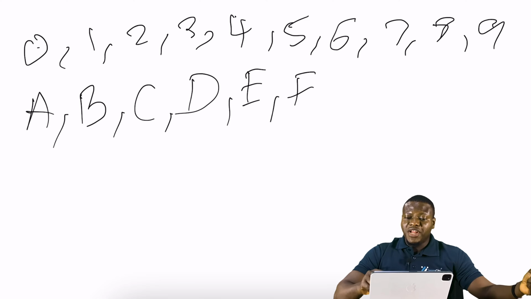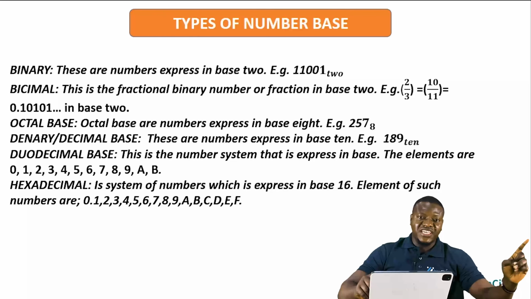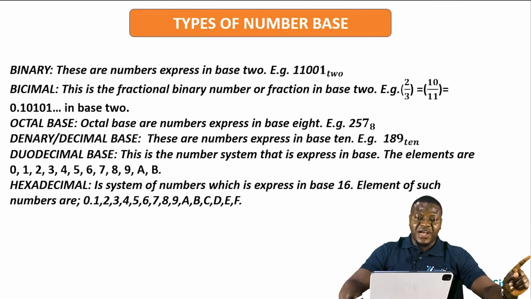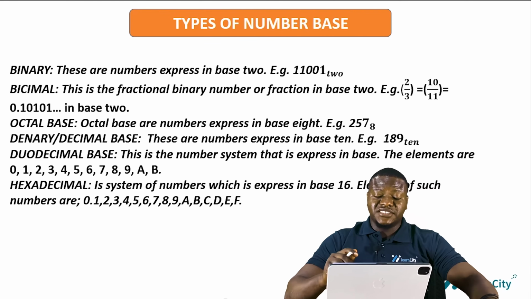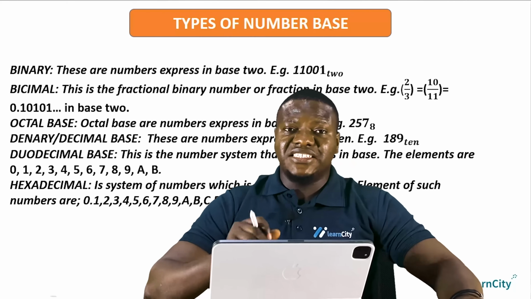So the maximum number there is 15, which is F, according to the rule, which says the maximum number in a number base should be 1 lesser than that base. So in base 16, the maximum number you can have there is 15.